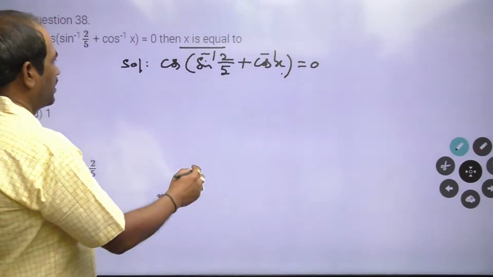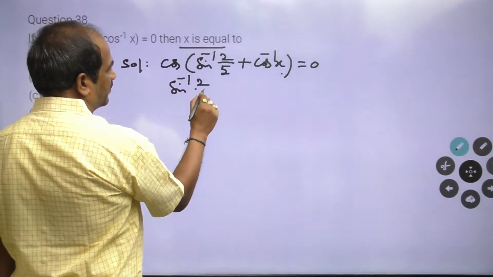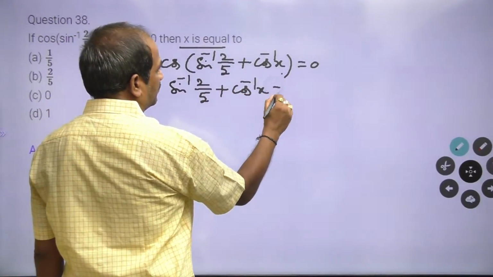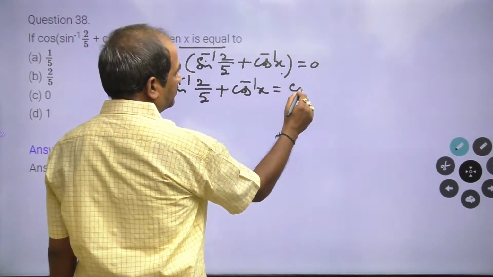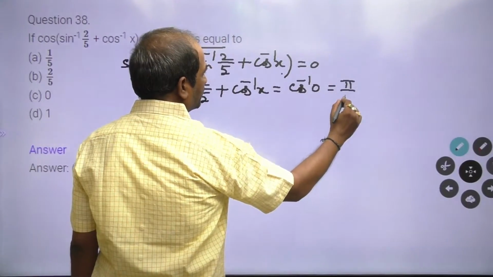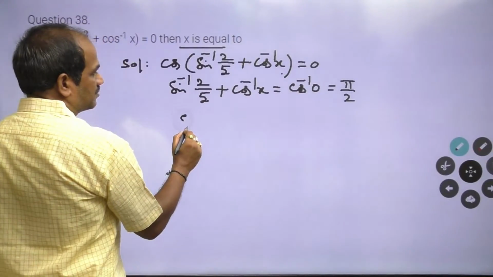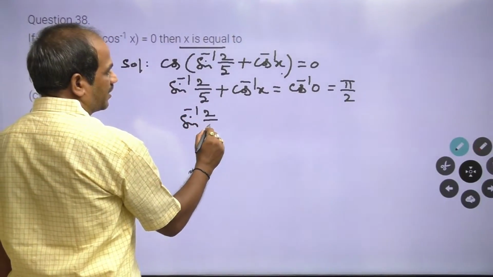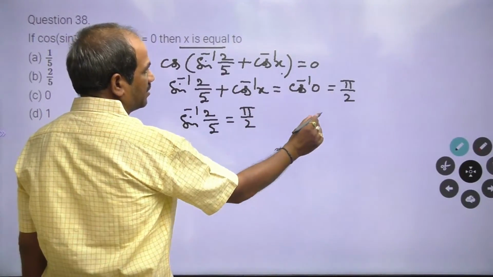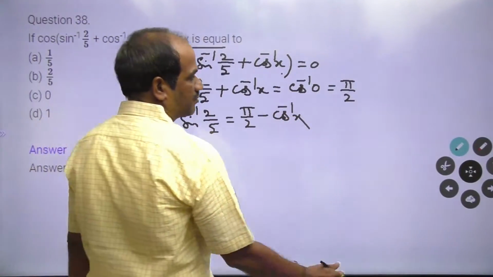Taking this idea, sin inverse of 2 by 5 plus cos inverse x is equal to cos inverse of 0. The value of cos inverse of 0 is pi by 2. So sin inverse of 2 by 5 is equal to pi by 2 minus cos inverse of x.